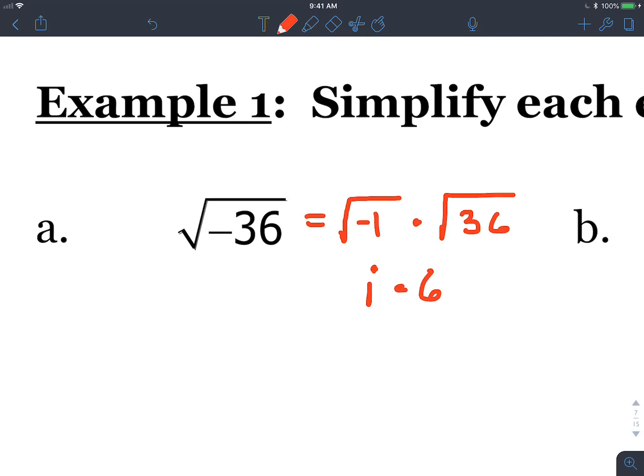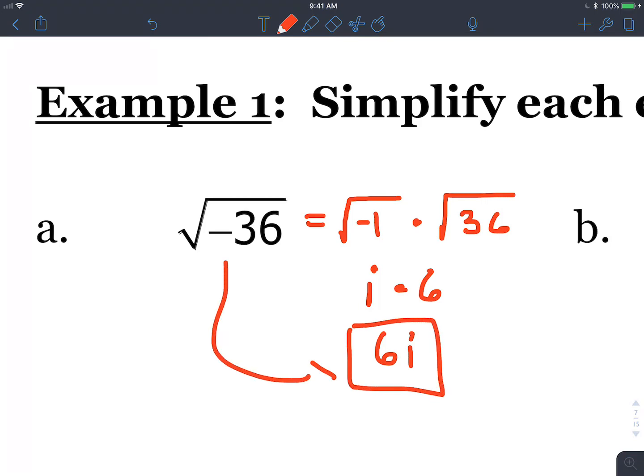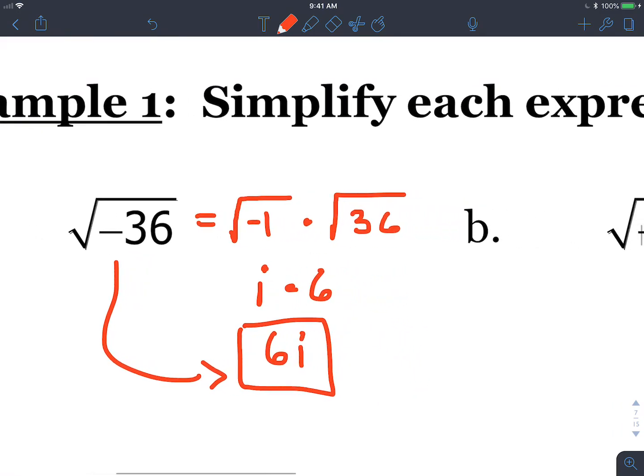And I guess you could write it kind of like this here. A lot of people are going to simplify it and say this is 6i. And most of you guys are going to get to where you just simplify it straight down to 6i right away.